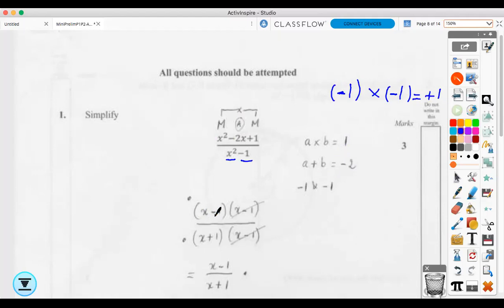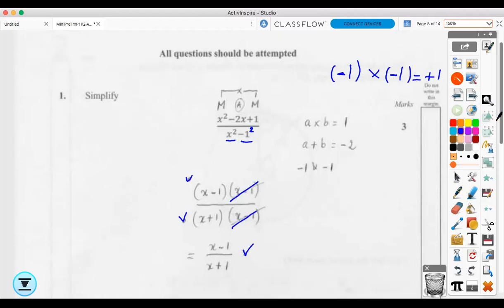So you've got your x minus 1 times x minus 1 divided by, again, 1 is just 1 square, it's the same thing. X plus 1 times x minus 1. And you end up with just simplifying both sides. And that's how you get your third mark, x minus 1 divided by x plus 1.